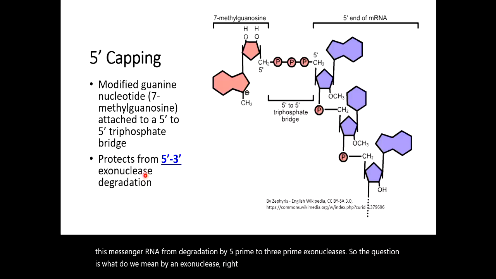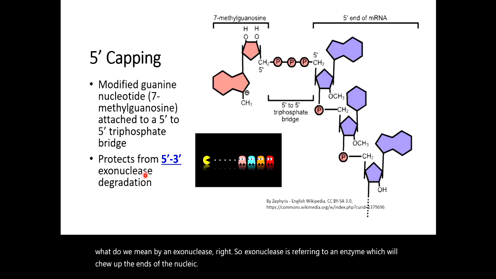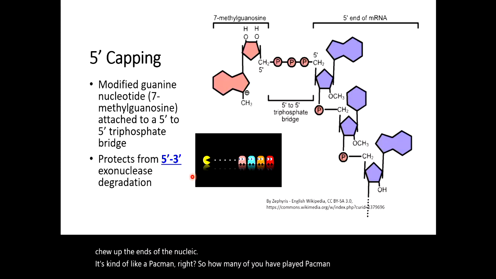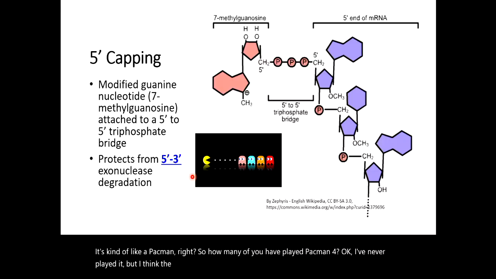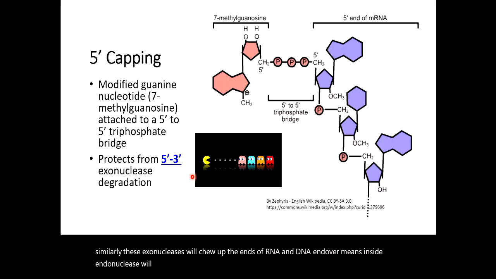An exonuclease is an enzyme which will chew up the ends of nucleic acids, kind of like a Pac-Man, right? How many of you have played Pac-Man before? Okay, I've never played it, but I think the analogy holds. Pac-Man will be eating up the ends, and similarly these exonucleases will chew up the ends of RNA and DNA. Endo means inside. Endonuclease will cut the nucleic acid sequence in the middle. Exonuclease will chew up from the ends. So this 5' cap will protect the 5' end from 5' to 3' exonuclease degradation.